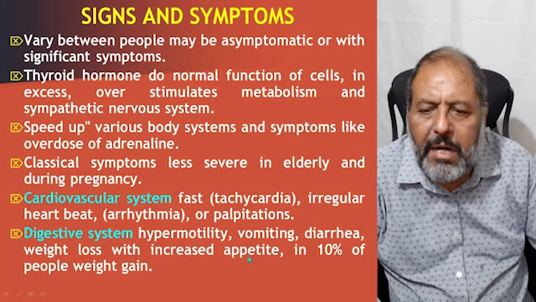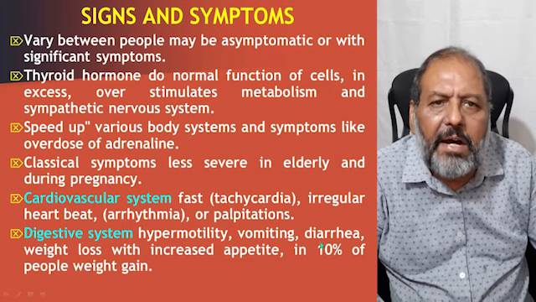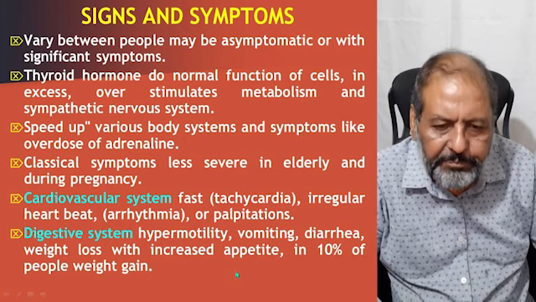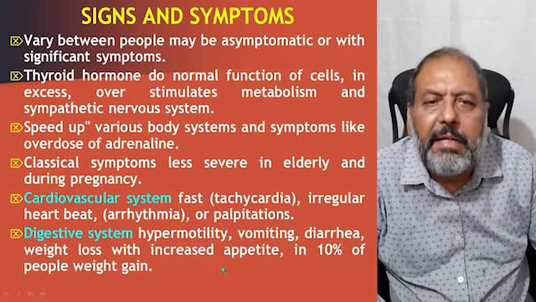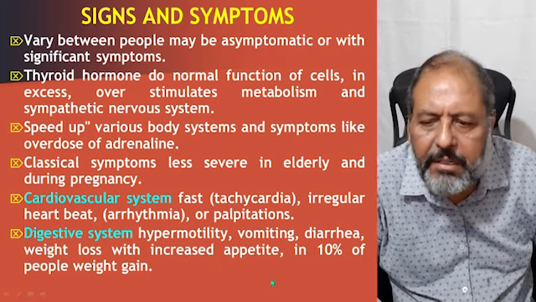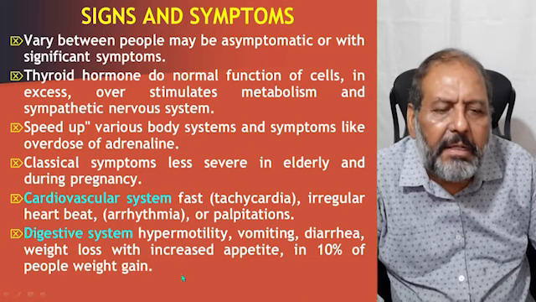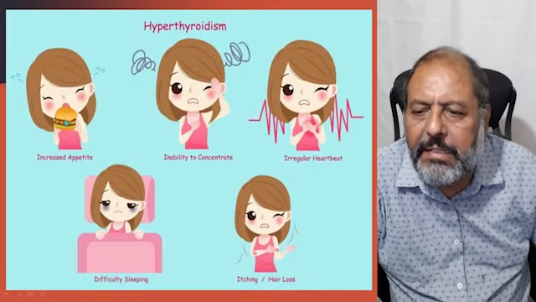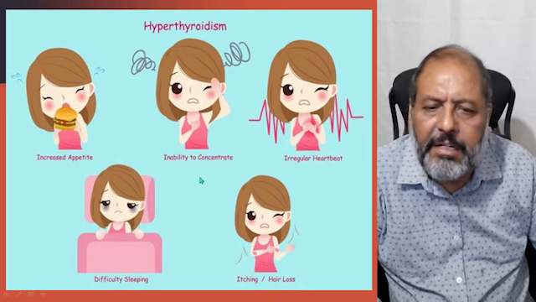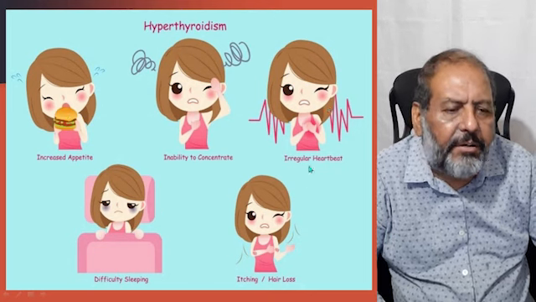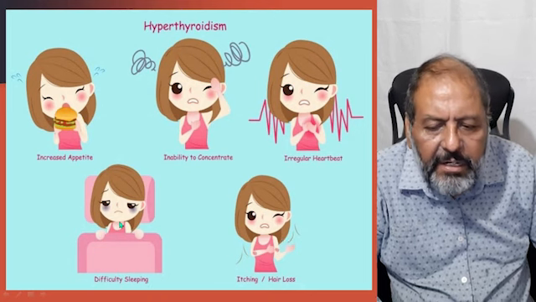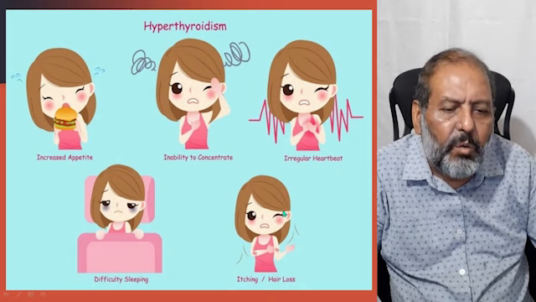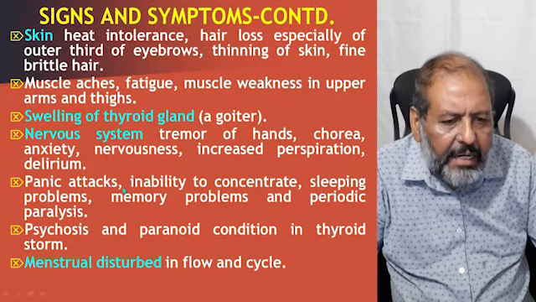The symptoms belonging to the cardiovascular system: there is fast heart rate, that is tachycardia, irregular heartbeat, that is arrhythmia, or palpitation, that is more than 90 beats per minute. Digestive system: hypermotility, vomiting, diarrhea, weight loss with increased appetite, and in 10% of people there may rarely be weight gain. As one can see, with increased appetite one does eat more, there is inability to concentrate, then irregular heartbeat and difficulty in sleeping, and there is itching and hair loss, especially of the outer third of the eyebrow.